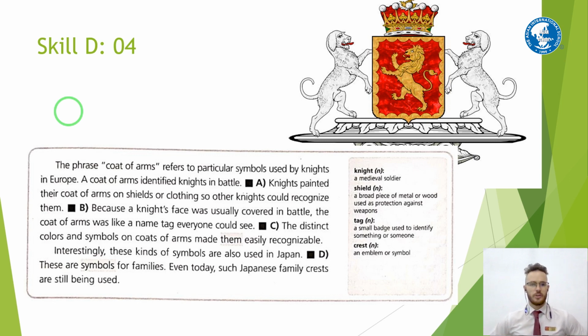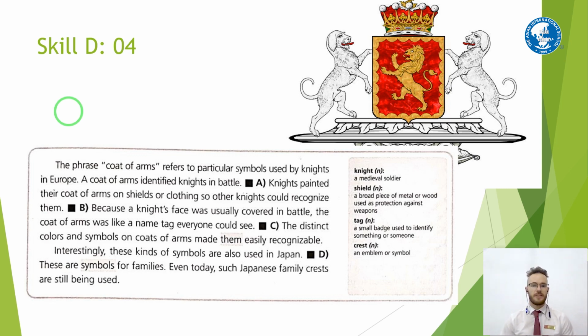So this is all about coats of arms. Coats of arms are quite strange. They're these things given to families or some sort of noble families in the past. The one on the page actually is a Talbot crest, and that's actually my mum's family name, Talbot there. So the phrase coat of arms refers to particular symbols used by knights in Europe.